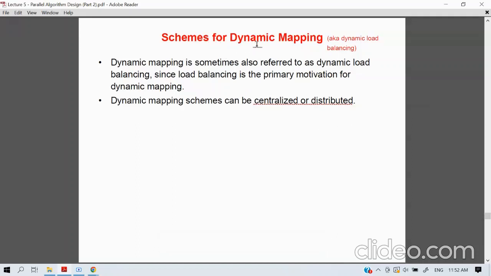The second last subtopic is called schemes for dynamic mapping. Just now we looked at many types of schemes for static mapping. In this case, we want to look at the schemes for dynamic mapping, how to do the mapping for the dynamic mapping process. Dynamic mapping is also known as dynamic load balancing, because load balancing is the primary motivation for dynamic mapping. To implement dynamic mapping, there are two ways, either centralized or distributed.